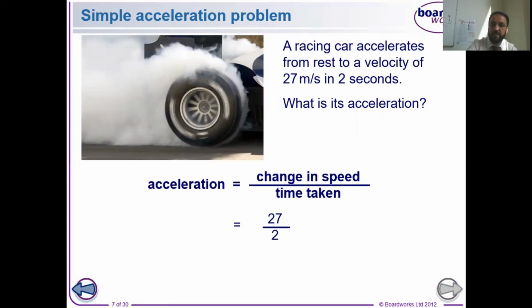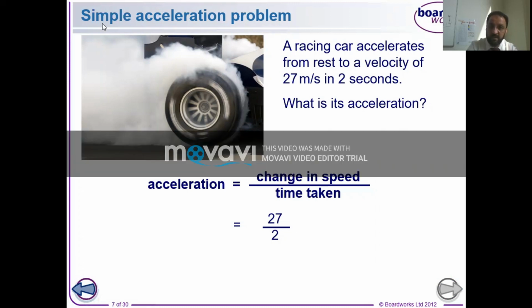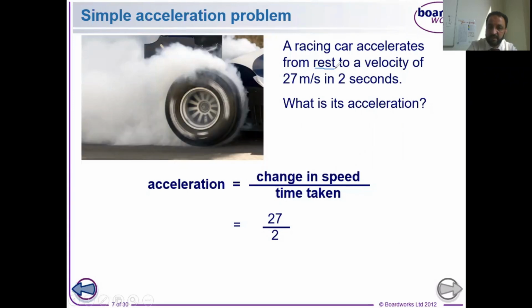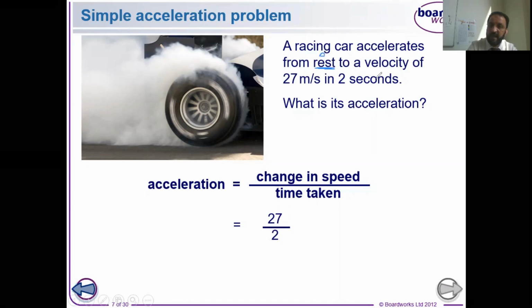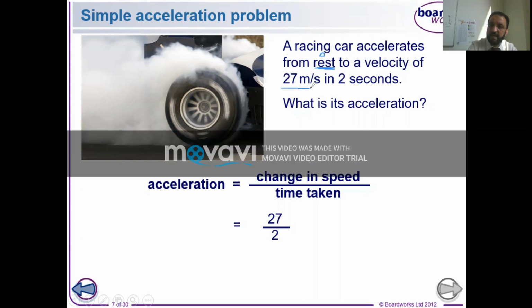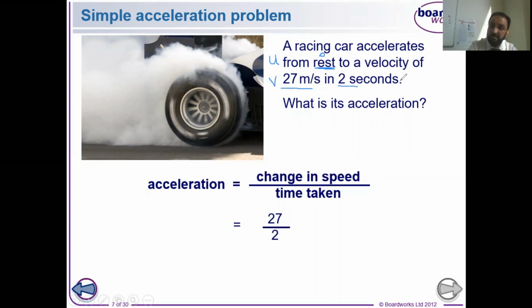Now just a small problem about acceleration: a car is racing from rest. Remember, whenever it is written that a car starts from rest, it means that its initial velocity is 0. So this is rest, starts from rest, so initial velocity is 0. And this is the velocity from rest to a velocity of 27. We will represent initial velocity by u, final velocity by v, and time by t.